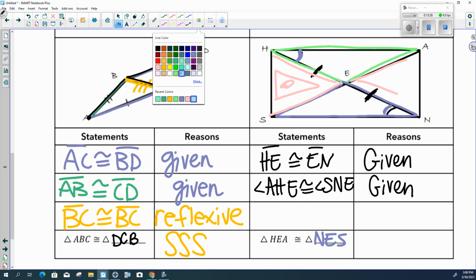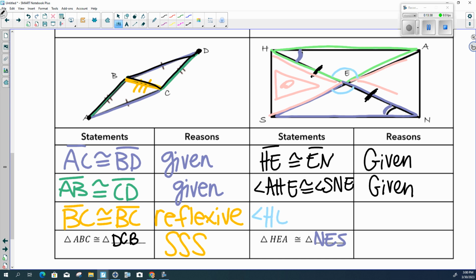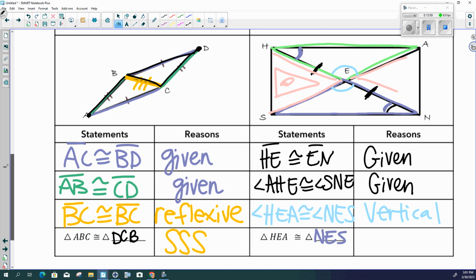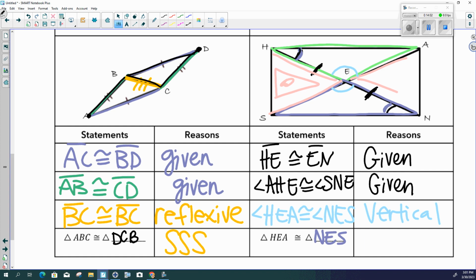Hope you guys answered that you see this vertical angle. Please don't call it angle E is congruent to angle E. There's 4 angles right there, so I have to be more particular. Let's call it HEA. And it's congruent to angle NES. And it is the vertical angles. Can you guys even see that blue? It's pretty, but it looks almost white. I can't go too far up. So now I have angle, side, angle.